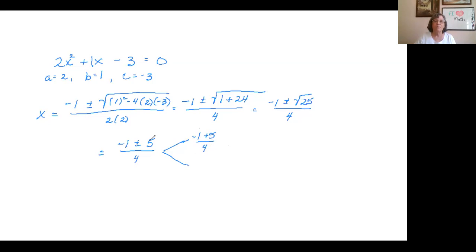So we've got negative 1 plus 5 over 4, negative 1 minus 5 over 4. This one's going to give us 4 over 4 is 1. And this one is negative 6 over 4, which will reduce to a negative 3/2. And that's it.